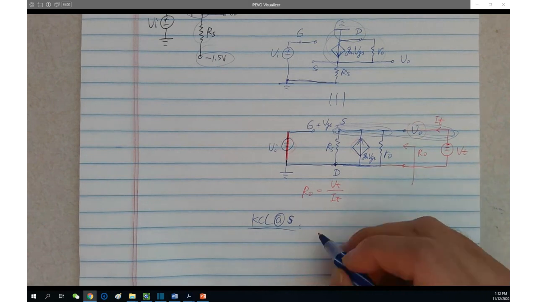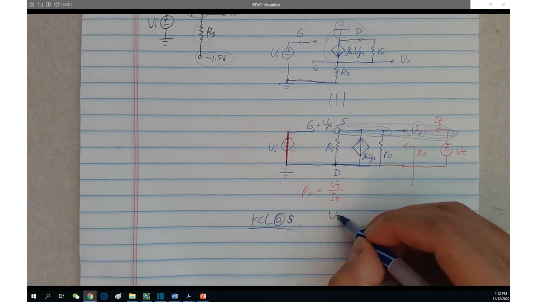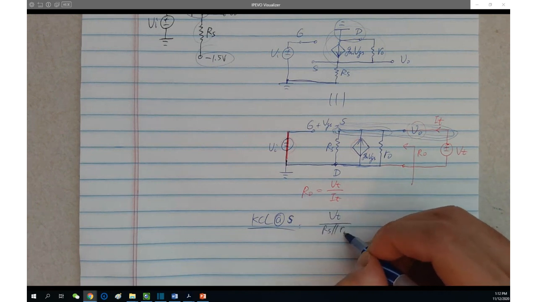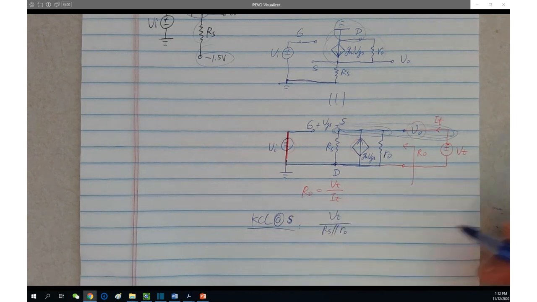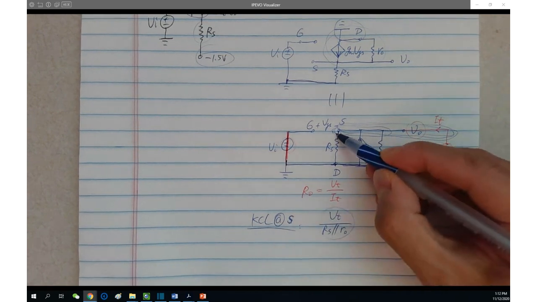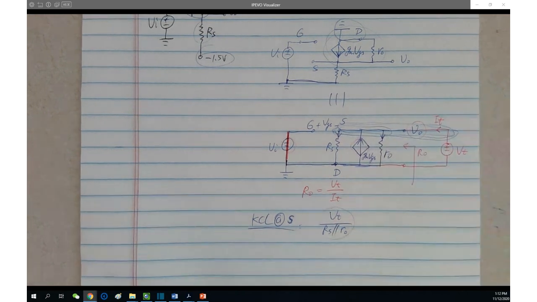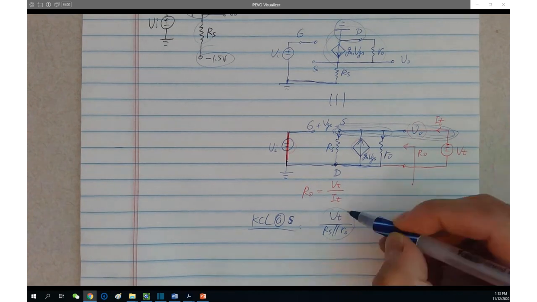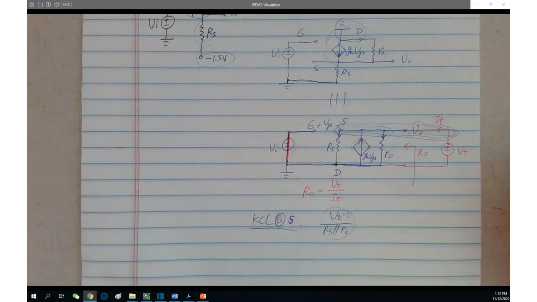It's KCL at the source. What do we have? First of all, how about Vt over Rs parallel with R0? Well, this is what? Current flowing downwards through Rs and R0 in total. Does it make sense? Because Rs and R0, they're nothing but parallel, right? The downwards current: the numerator is Vt minus 0, divided by the resistance. Receive a current downwards.